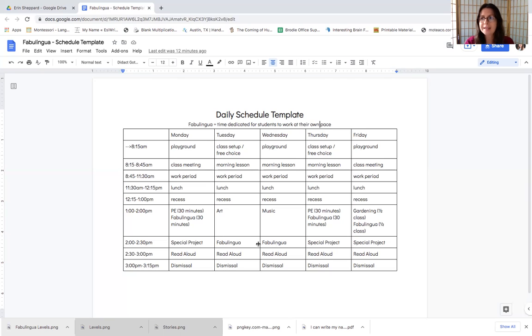So if time is a concern, then this FabuLingua time right here, those 30 minutes a day, could be the only time available. Or even if, let's say, you've got some crunch time coming up and you don't even feel like that's available, then you could take these free choices just 2 days a week for 30 minutes or so. That's still a significant use of the app. And you can see how, even though this is a very general template, so not specific plans in here, it gives you a good idea of how to be creative to add this time in on a daily basis.